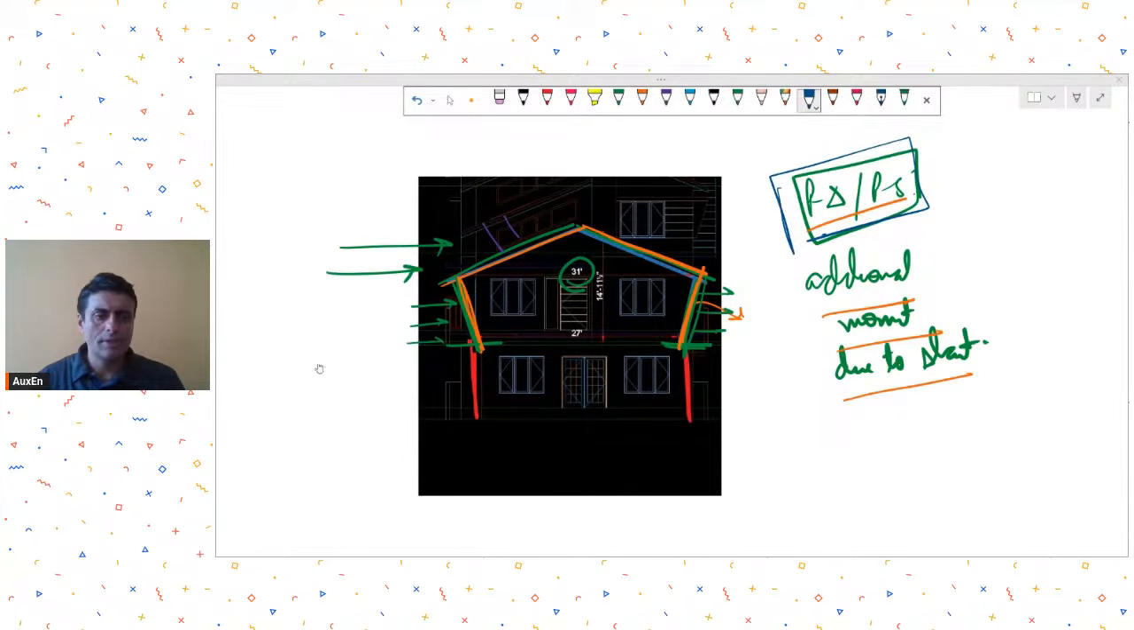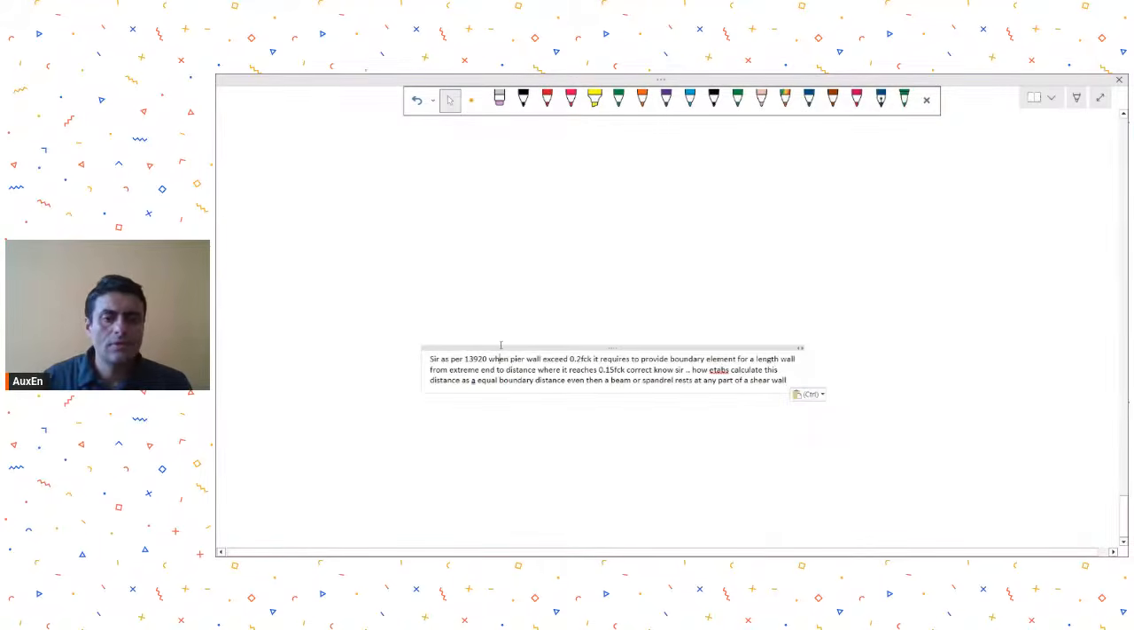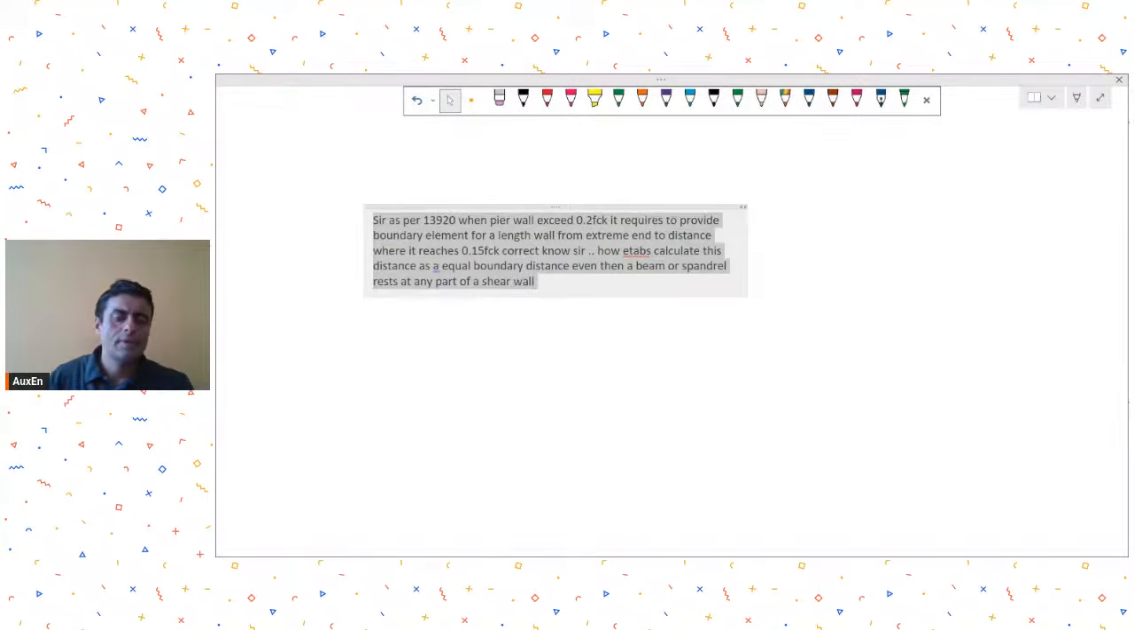Then we had a question provided by engineer Balaji. He is asking, in IS 13920, when the pier wall stress exceeds 0.2 fck, it is required to provide boundary elements.